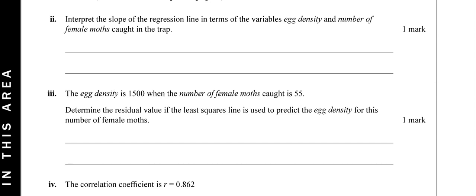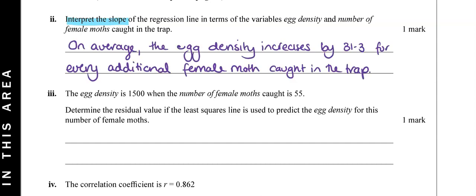So back to the rest of our questions. Part 2, we're being asked to interpret the slope of the regression line in terms of the variables egg density and number of female moths. So here we're interpreting our slope of 31.3. And so on average, the egg density increases by 31.3 for every additional female moth caught in the trap.